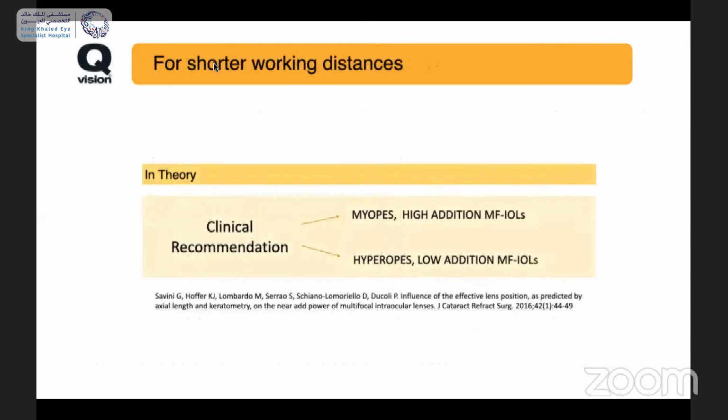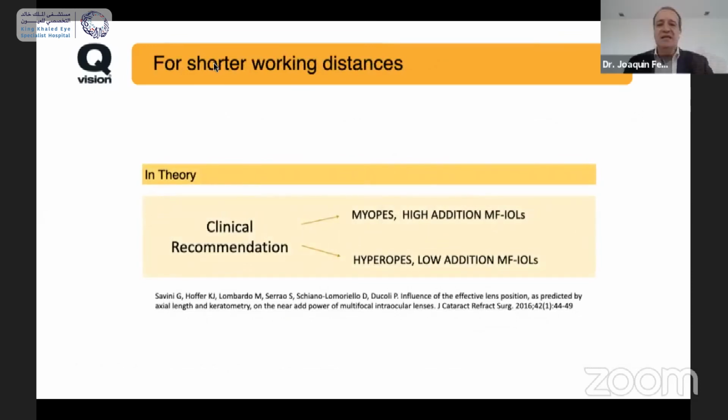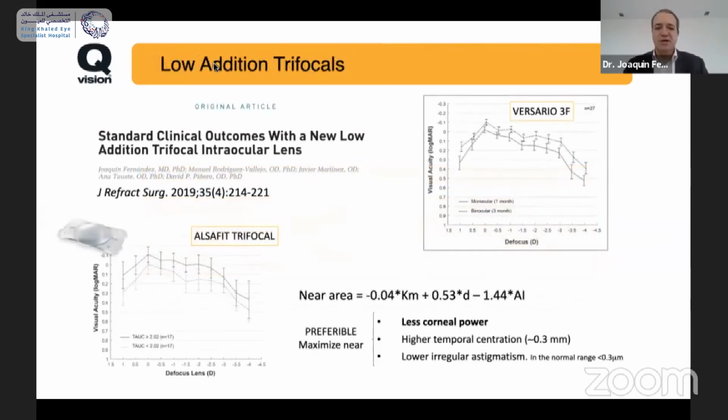And this is the reason for Sabini to tell us that the myopic patient needs to have high addition multifocal lenses. This is very important. But Sabini tells us that the hyperopic patient is good to have low addition. Is this real? Well, based on that, if we have a short ELP, we're going to improve the effective addition, so it will be good. Yes, in theory, it could be possible, but look at what we have published.